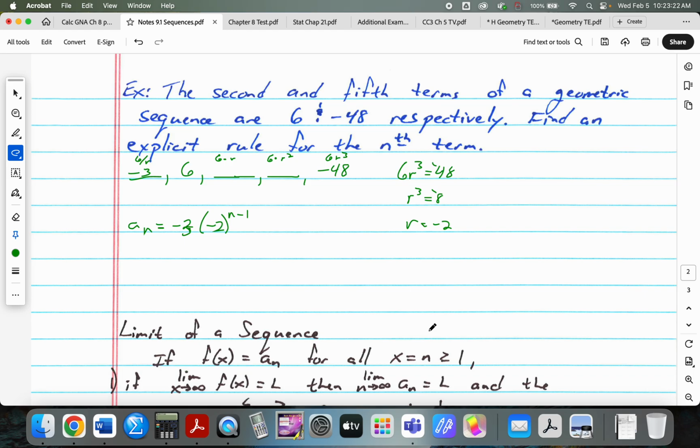And you can see why it's n minus 1 there, because if n is 1, we want the first term. We want the negative 3. We want this part to drop out. Okay?